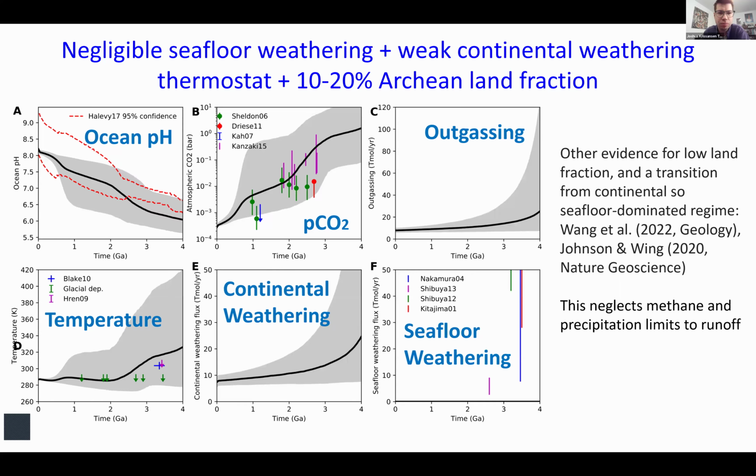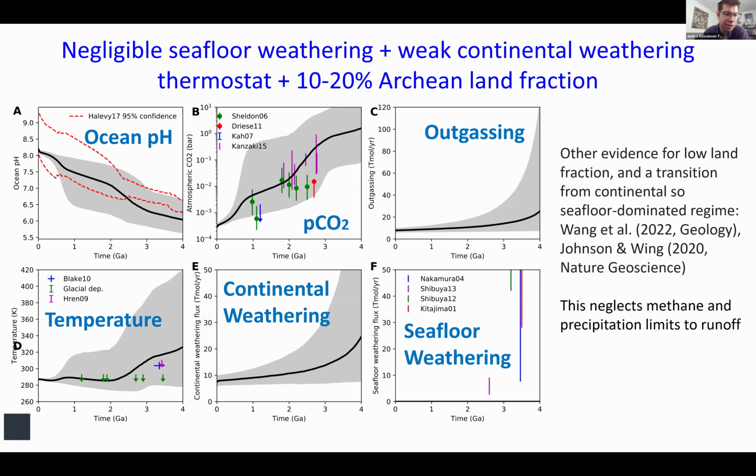all-time carbon cycle evolution, and for the sake of a null hypothesis, let's just ignore seafloor weathering for now, just have that weak continental weathering thermostat, and additionally assume that the amount of land in the Archean was fairly low. And there's some interesting recent work suggesting that that might be the case. So if you make those assumptions, you start to get a climate evolution that is looking less likely, right?